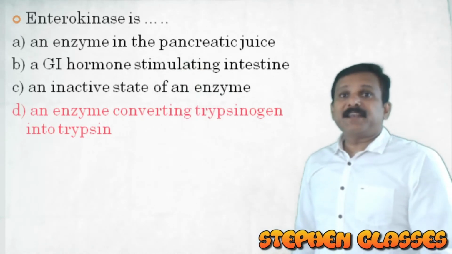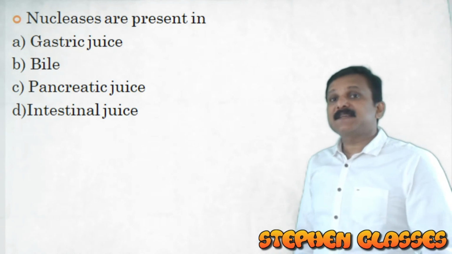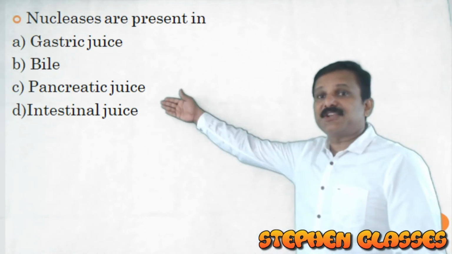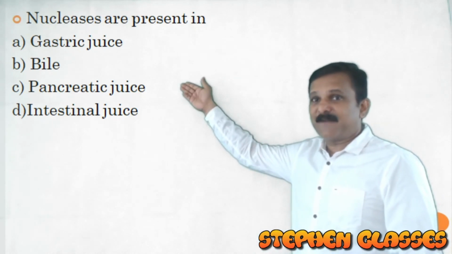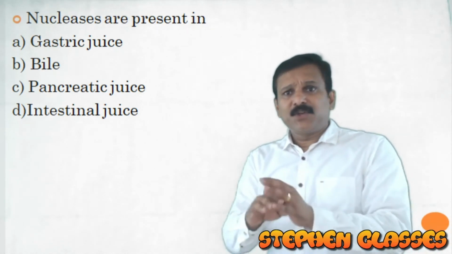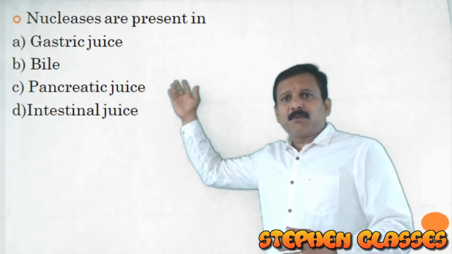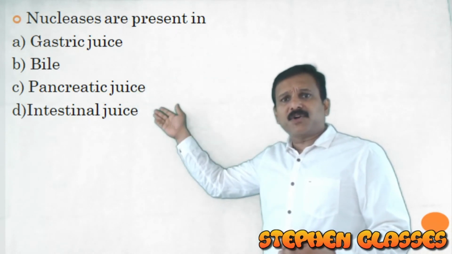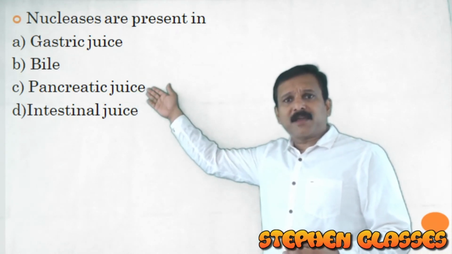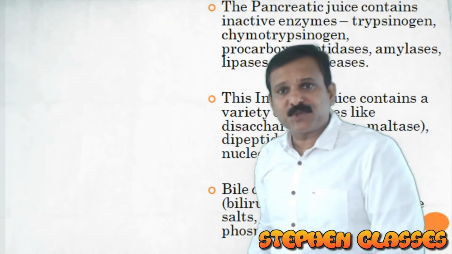Now we move to our next question. Nucleases are present in the pancreatic juice only. All of a sudden you have to answer these simple types of questions. You don't have to read all these long statements. These are very short questions. If you are thorough with the topic, you can answer it directly. Nucleases are present in the pancreatic juice itself.